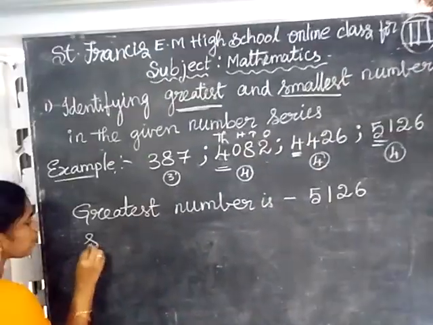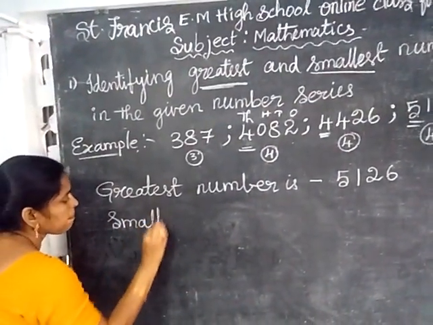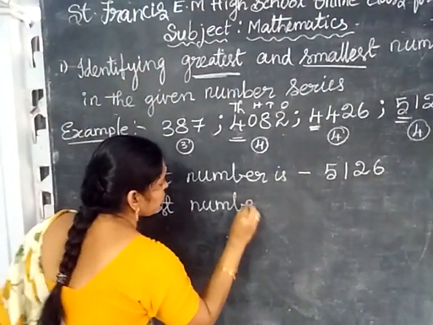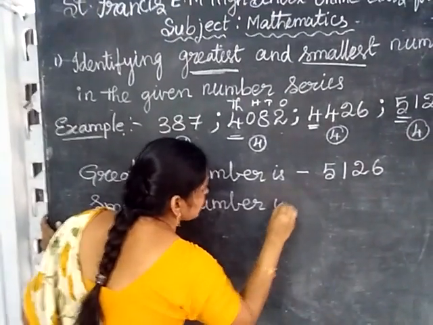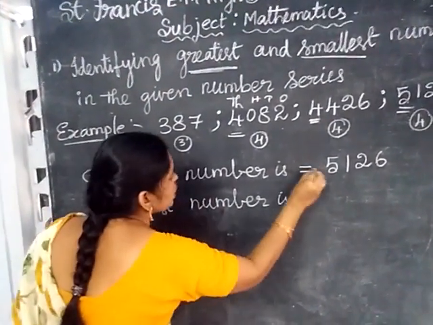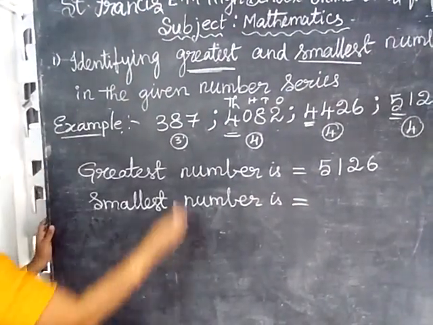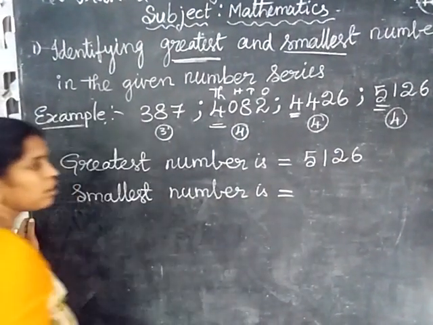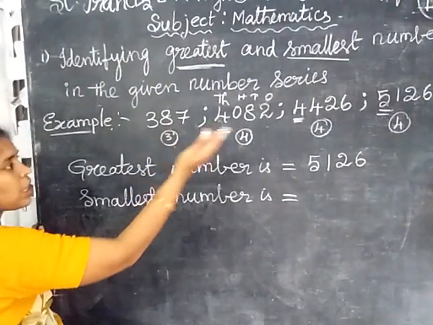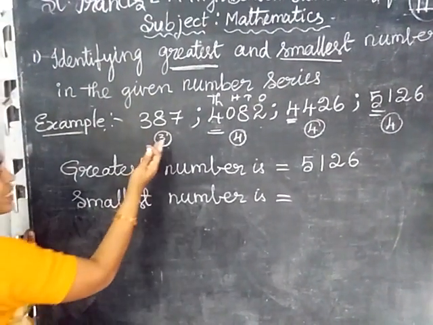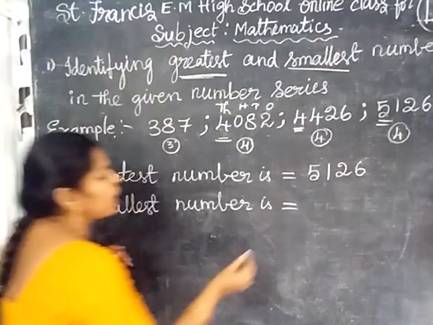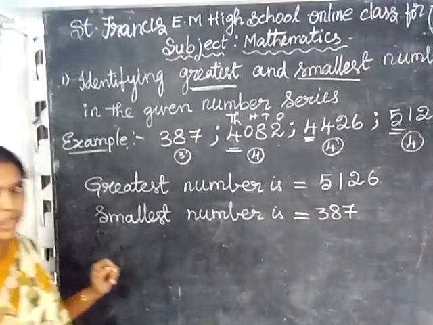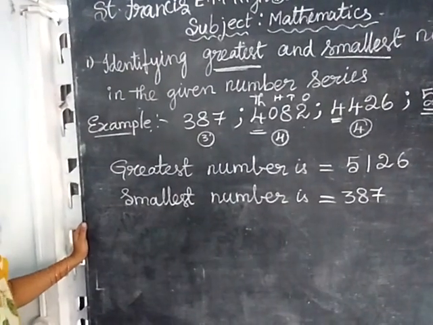Now I am going to explain the smallest number. What is the smallest number? Here, this is the 3-digit number, the remaining 3 are 4-digit numbers. You know that a 3-digit number is smaller than a 4-digit number. So what is the smallest number? 387. Let us see another example.